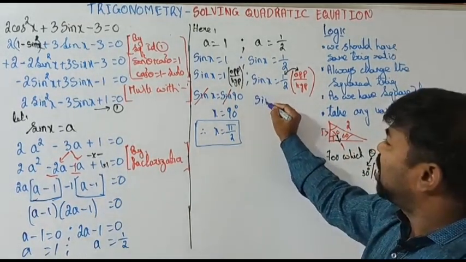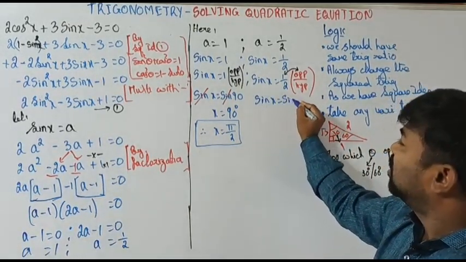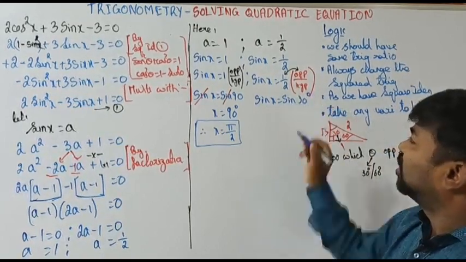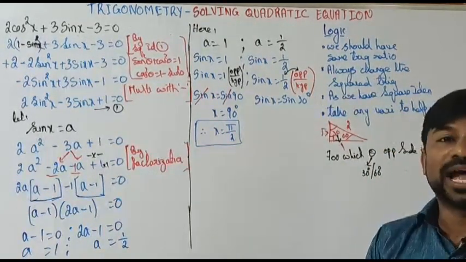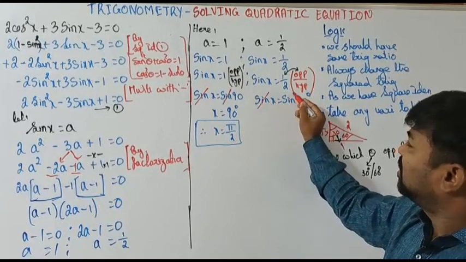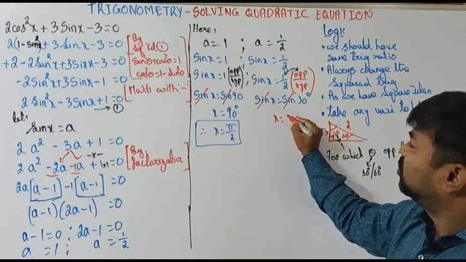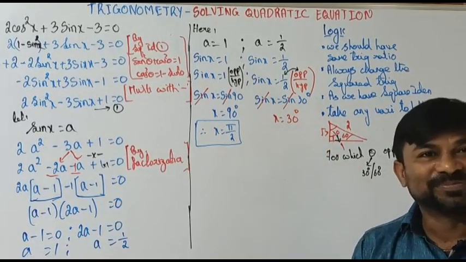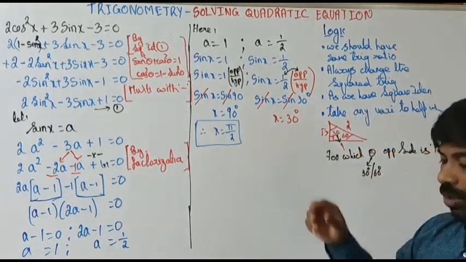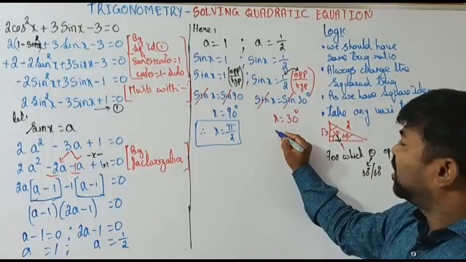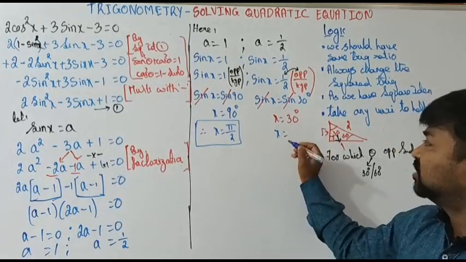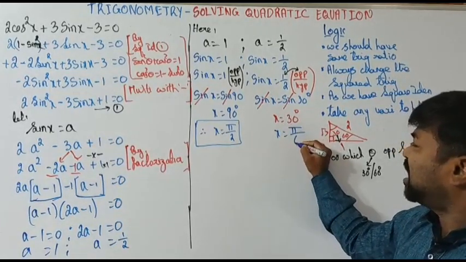Therefore sin x is equal to sin 30 degrees. Okay. Sin x is equal to sin 30 degrees. If I cancel this, x is equal to 30 degrees. Okay, so x is equal to 30 degrees. Straight away I can write x is equal to 30 degrees. It's nothing but pi by 6.